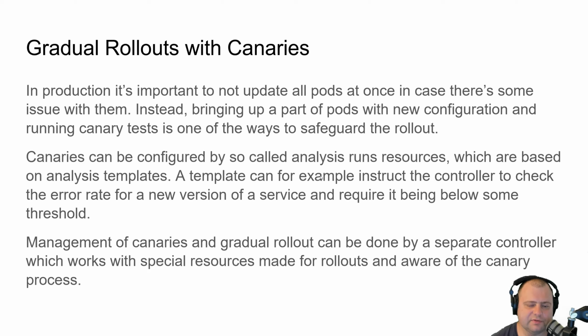An example is Argo Rollouts, and this is one of the systems which does that. It works with special resources made for rollouts and aware of the canary process. So you need to know which version is current, which version is the test one, what the desired replicas are for each of them, what the state of these is, and so on. They don't have to get stuck, for example, and there is a lot of stuff to it.